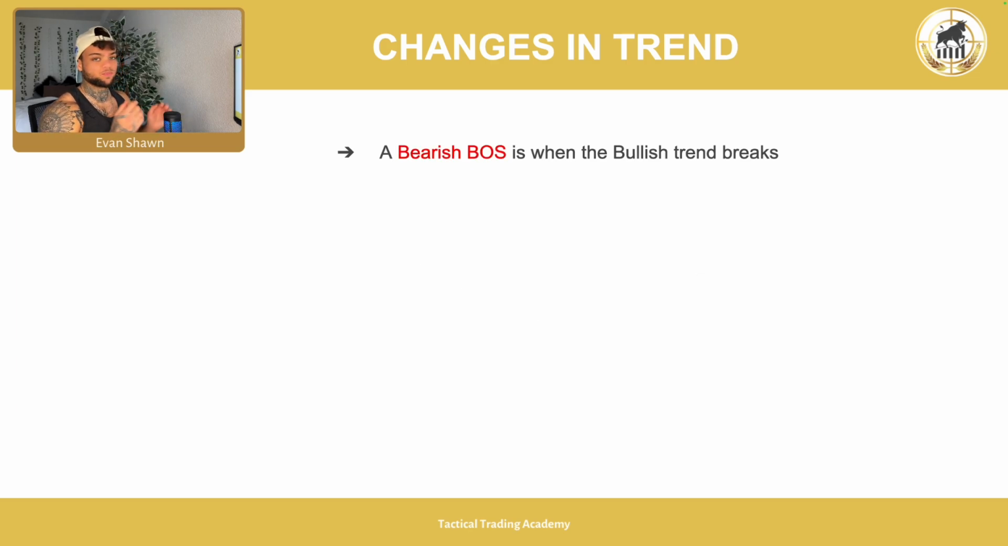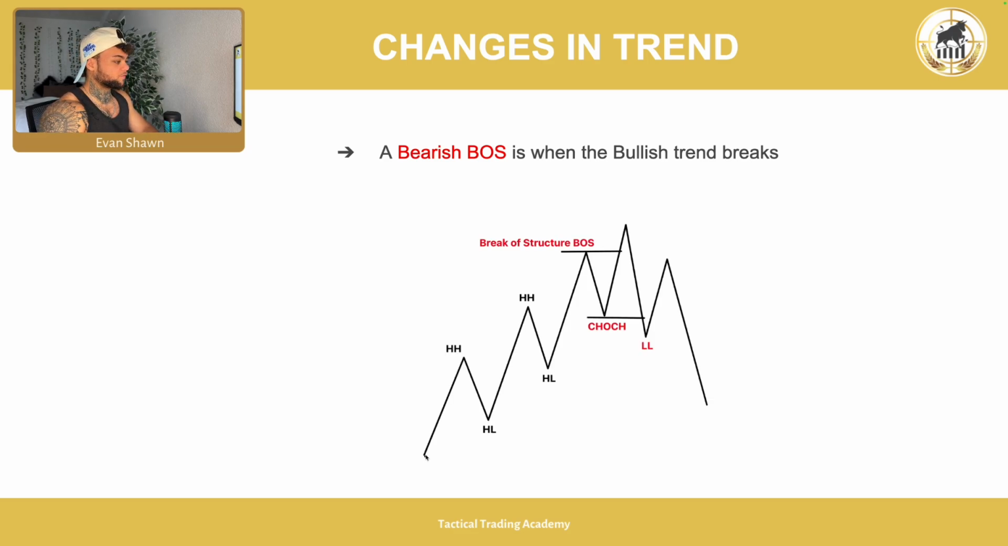And now we see a bearish break of structure when the bullish trend breaks. It is basically the same, just vice versa. So here we come from a bullish trend creating higher highs and higher lows all of the time. Then we see a new lower low being formed, breaking this last higher low point right here.